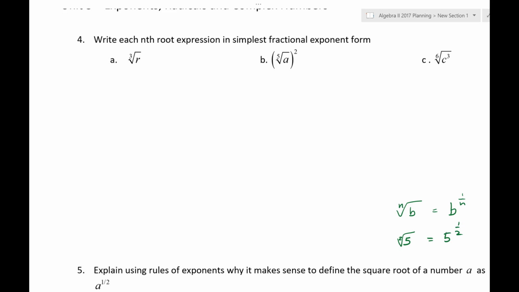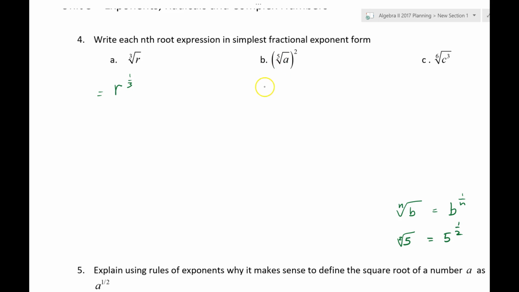So that's the thing we'll do here first. We have a cube root of r. Well, by definition, we can just apply what I just talked about there, r raised to the 1/3 power. And there's no further simplification needed there.